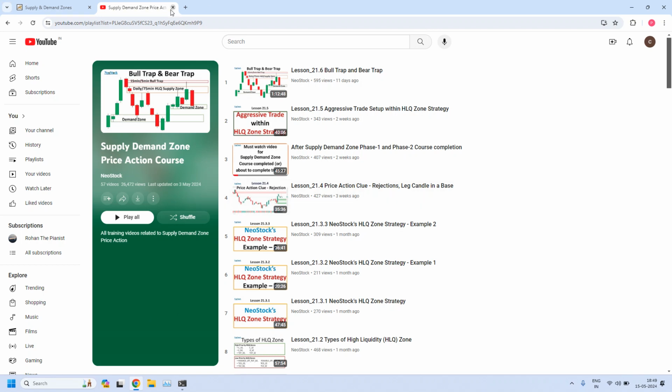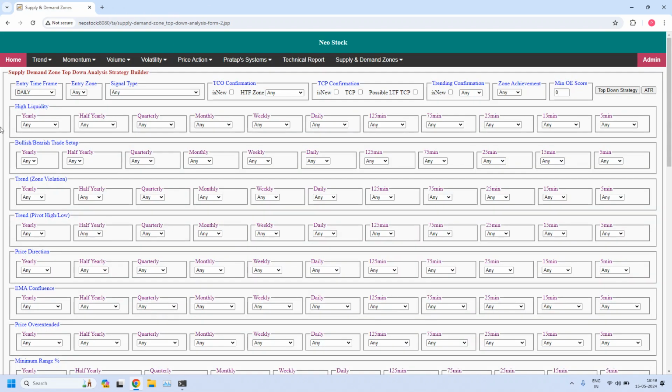Now let's get into the report generation. For monthly income trade, bullish trade setup, entry time frame is daily. For bullish trade setup, entry zone should be demand zone. And in the parameter bullish or bearish trade setup, in daily time frame, you need to select the value bullish.